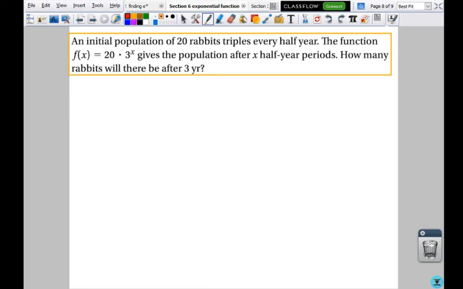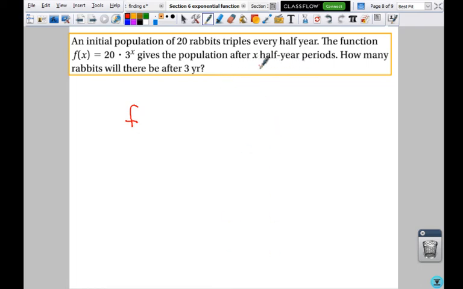All right. So on your own, you figure out how many rabbits will be there after 3 years. You're going to use your formula, 20 times 3 to the x. You gotta figure out what to put in for x. What is x?